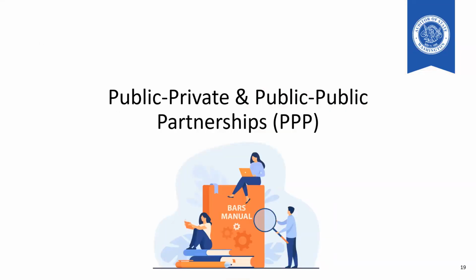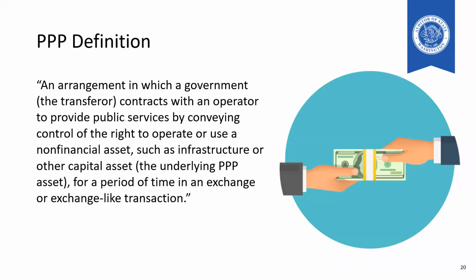Now we're going to shift gears a little bit and talk about public-private and public-public partnerships, also known as PPPs. So a PPP is an arrangement in which a government, who we call the transferor, contracts with an operator to provide public services by conveying control of the right to operate or use a non-financial asset, such as infrastructure or other capital asset, for a period of time in an exchange or exchange-like transaction.